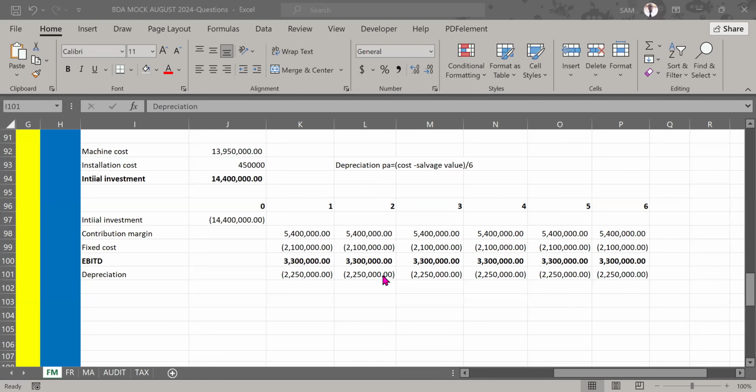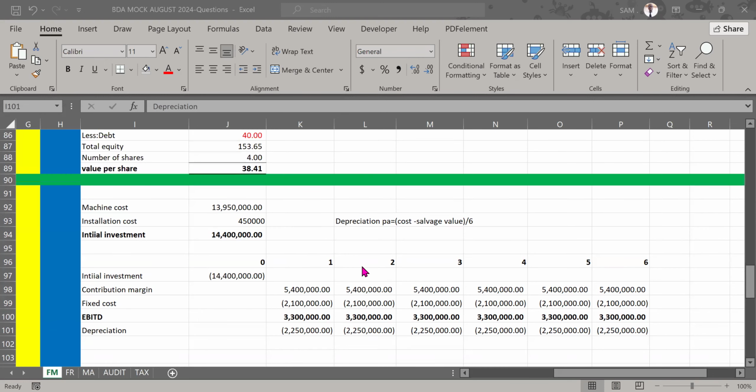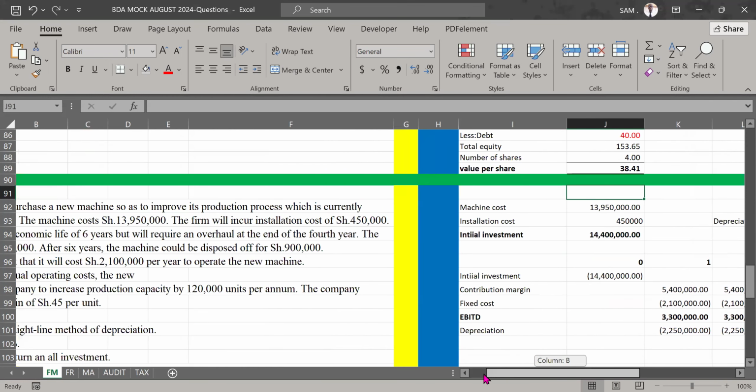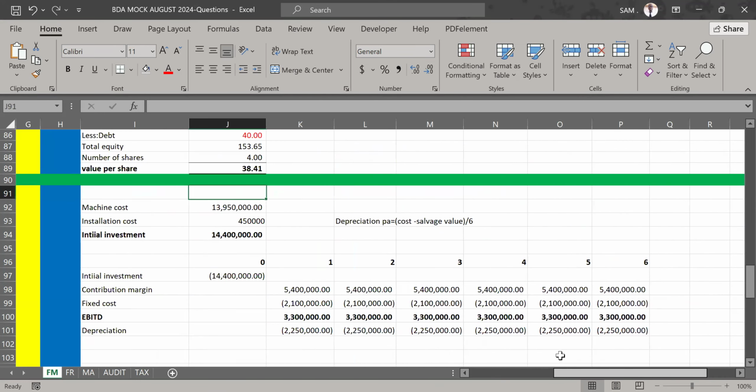You need to take a decision to either replace and bring on board the new machine, or retain the old machine. And we have information here that is helping you to make that decision on whether or not to replace the machine. So we brought this information here where we have the machine cost, that is the cost of purchasing the new machine, which is 13,950,000, as we've seen there.